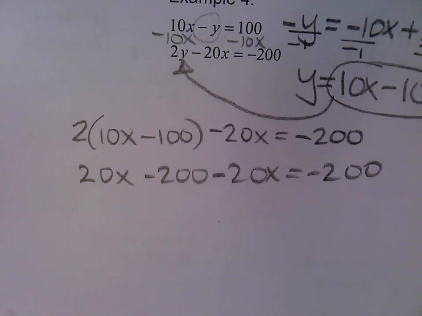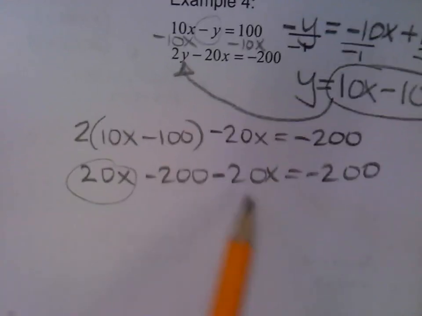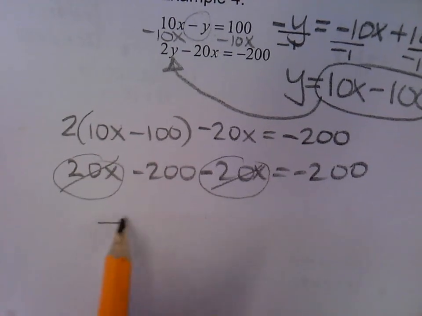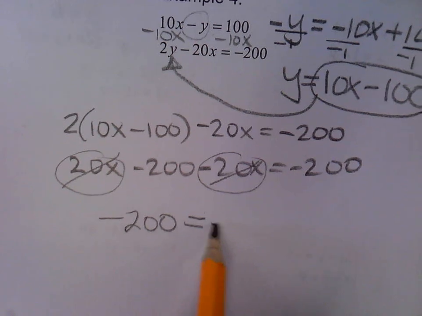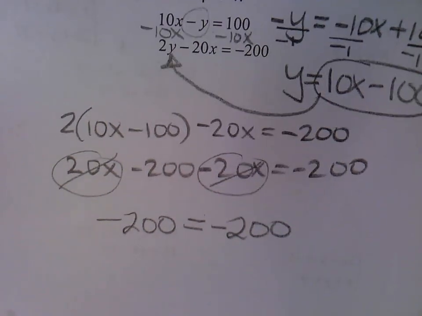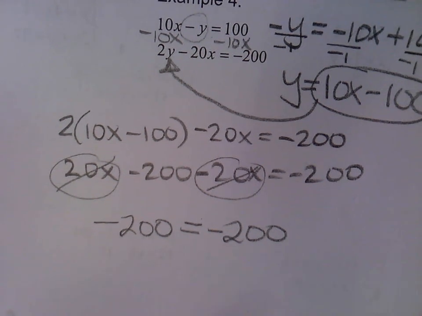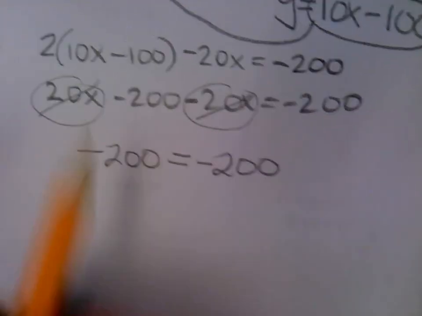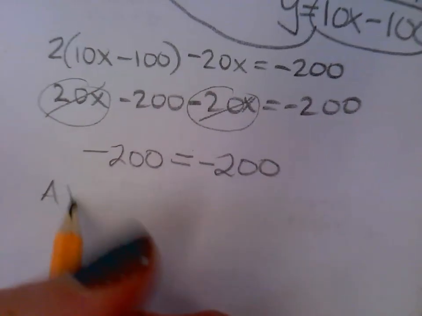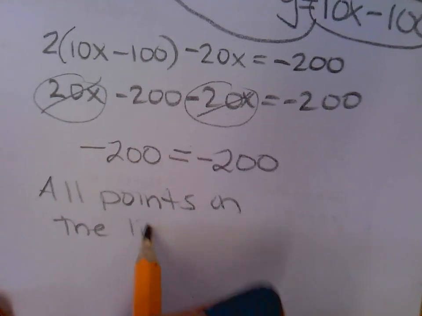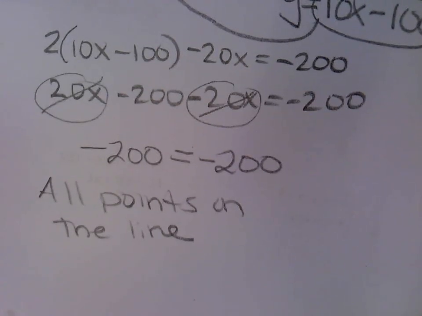So do you see what happens with your 20x's? Your 20x's, again, one is positive, one is negative. They add up to 0, and you get -200 equals -200. Well, that's always true. It doesn't matter if x is 1 or x is 8. -200 is always equal to -200. So this is the one where you can write many solutions or all points on the line, because this must be the same line, just written differently from each other.